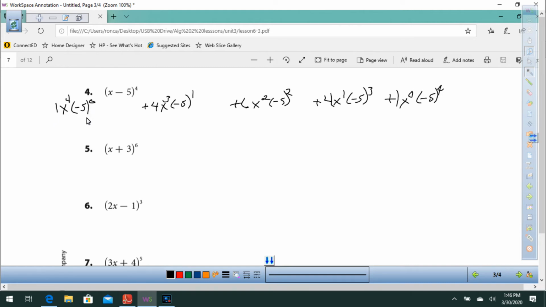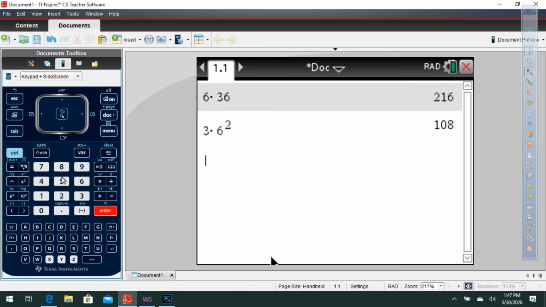Well, negative 5 to the 0 is 1, so we just have x to the 4th. Now we got a negative here, so 4 times negative 5 is negative 20, and then that's x cubed. Well, this becomes 25, x squared becomes 25. 6 times 25, I believe, is 150. So we got plus 150 x squared. And if you're not sure, you can always go to your calculator. 6 times, in parentheses, negative 5 squared, 150.